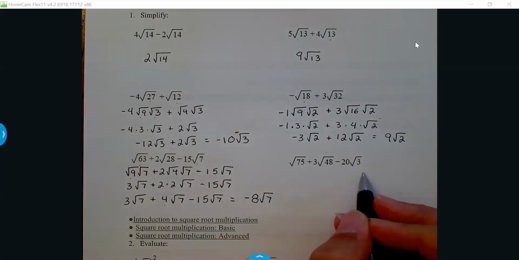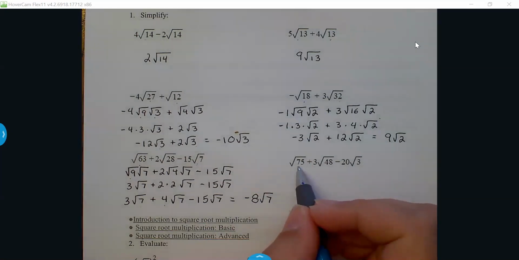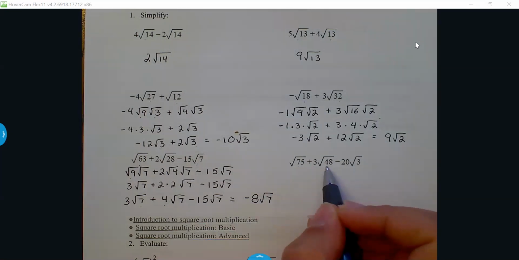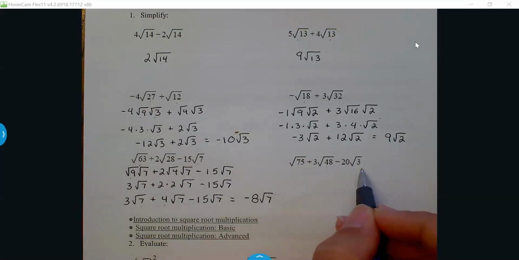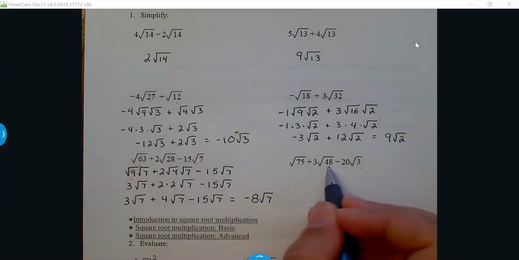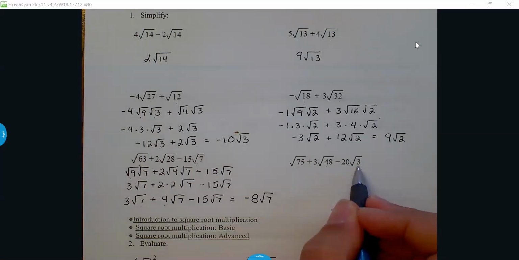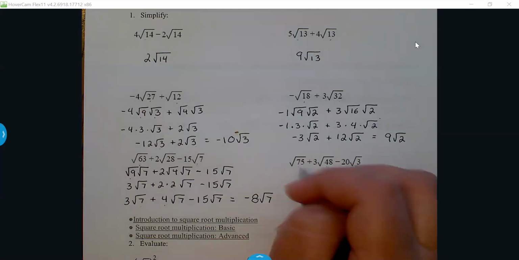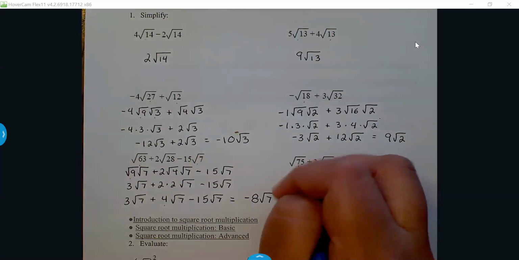Same thing over here. I have the square root of 75 plus 3 times the square root of 48 minus 20 times the square root of 3. Now, here 3 is that prime number again. That's not always going to be the case that you're going to have a prime number, but it helps to look for that prime number. So I have the square root of 3. We know that can't get broken down. So to help us along, we're going to know that we're going to be left with the square root of 3. So 3 goes into 75 25 times.